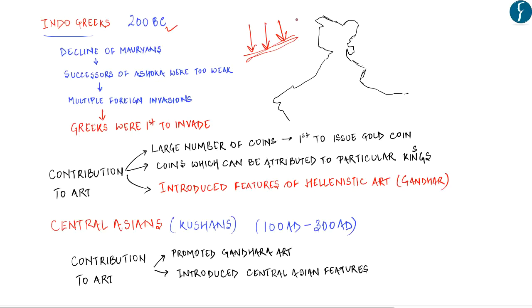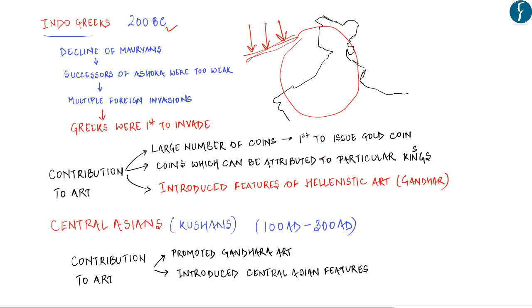The Greeks were the first to invade and successfully establish their rule in this region of the country. In the beginning of the 2nd century BC, the Indo Greeks occupied a large part of northwestern India, a much larger area than that conquered by Alexander. Now, the Greeks who ruled this region and stayed back in India are known as Indo Greeks. Let's talk about their contribution to art.